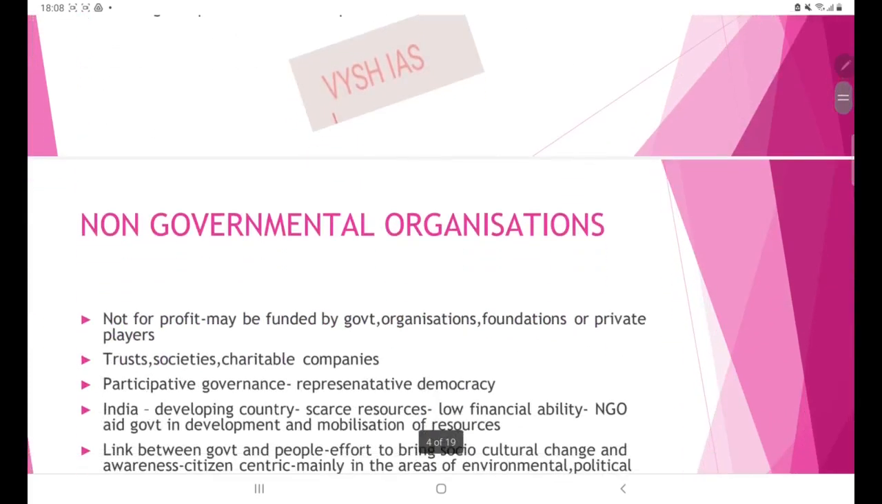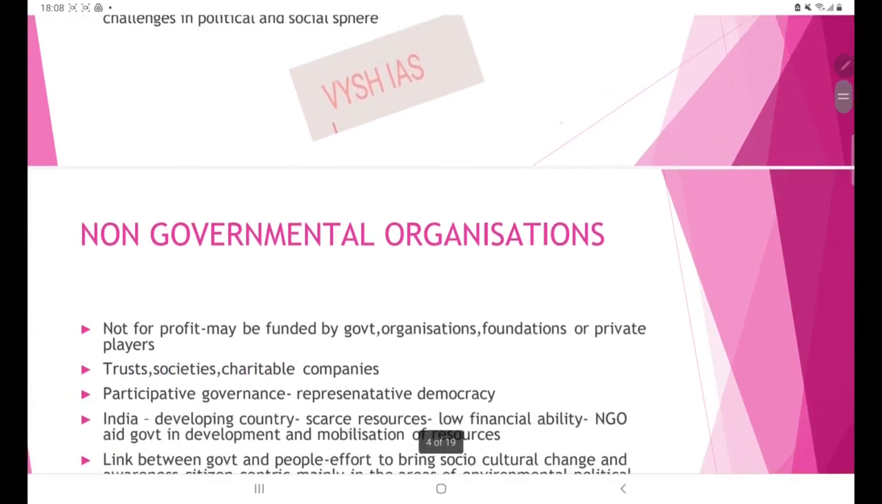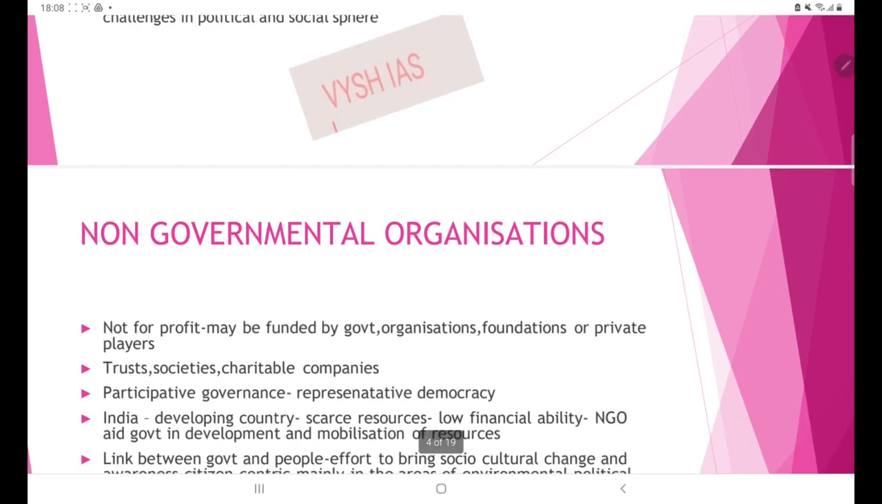Then we are moving on to the subcategories. Non-governmental organization is the first category. We are going to learn about non-governmental organizations and self-help groups. So first is non-governmental organizations or NGOs. As the name suggests, these NGOs are not for profit. So it is not working on a commercial basis. Rather, it can be funded by government organizations, foundations or private players. Funding can come, but it is not working for profit. Rather, it is working for social benefits. Okay. So that is the key idea of NGOs.